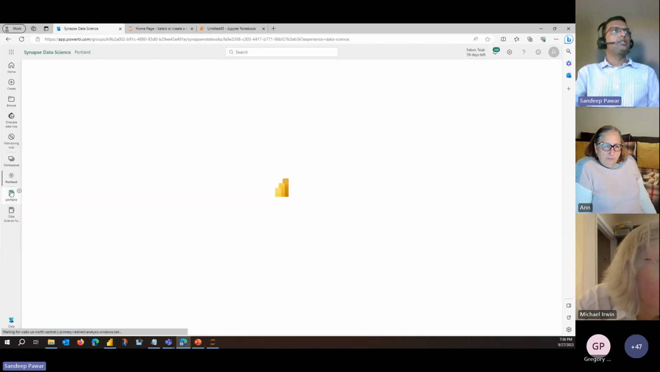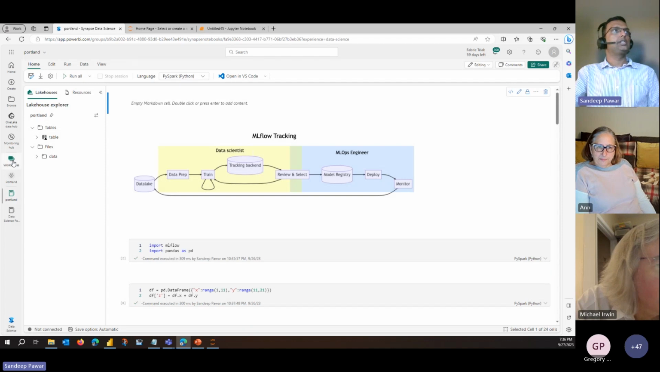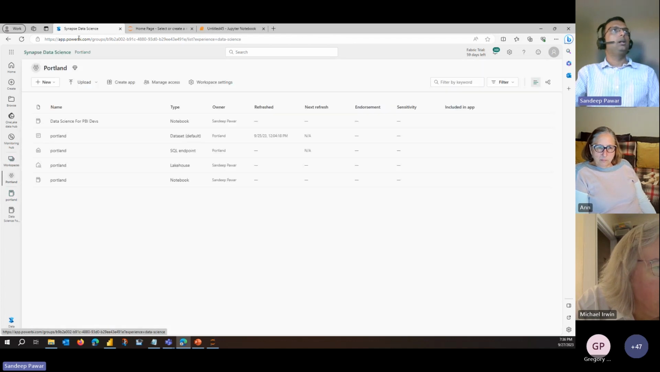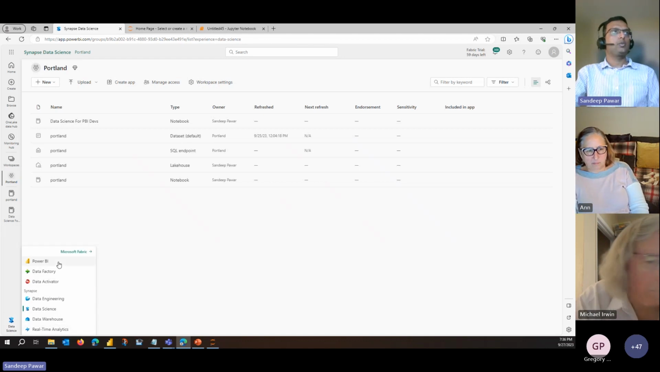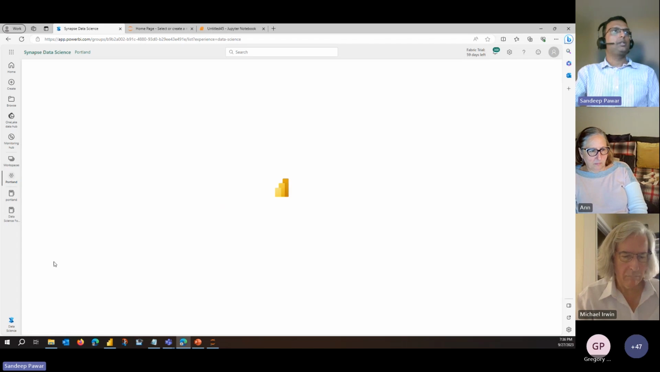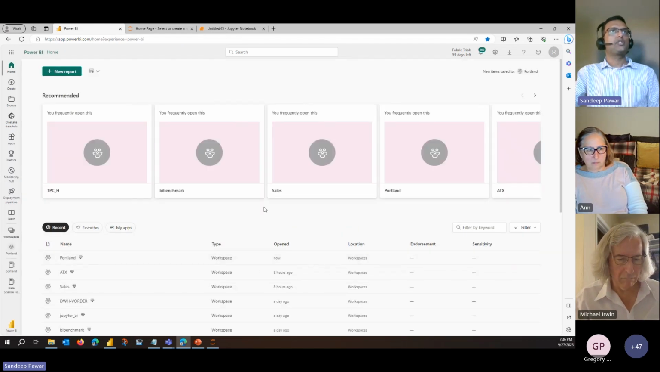You go to Fabric just by going to app.powerbi.com, just like how you typically go to Power BI. The only difference that you will see is on the left-hand side. You have all these different persona switches. Right at the top here is Power BI, which functions just like Power BI, and you wouldn't even know the difference if I didn't tell you that this is actually Fabric.